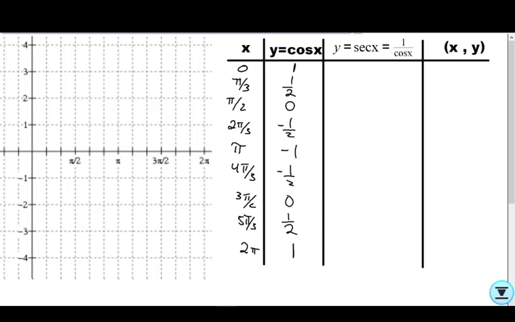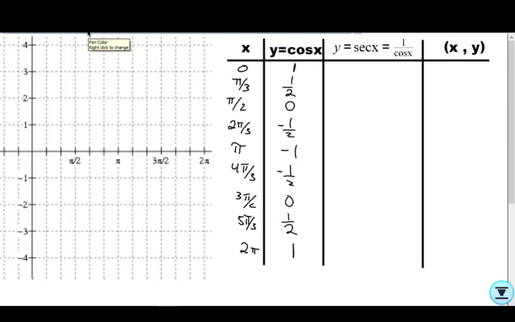Okay, and so the last parent function we're going to be looking at is secant. So just like cosecant comes from sine, secant comes from cosine. Secant is the reciprocal of cosine. Okay, so again, the reciprocal means we switch the numerator and the denominator.